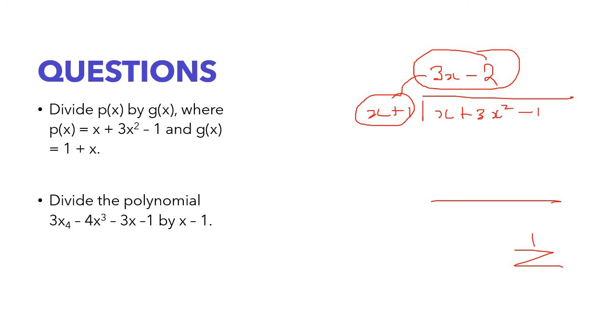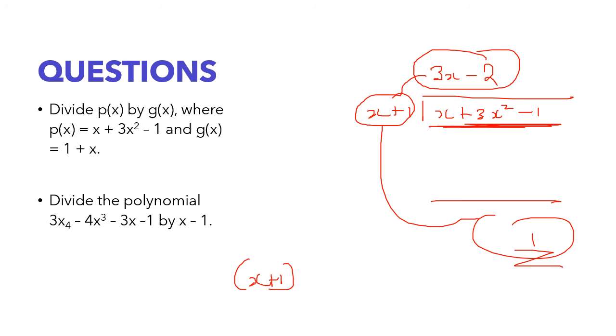Quotient into divisor plus remainder will be giving you what? It will be like x plus 1 into 3x minus 2, plus 1, will be giving you the dividend, that is x plus 3x square minus 1. Check it out, you would be getting the same value because this is how it works, right? We already know that theory. When you multiply divisor with quotient and add the remainder with it, you will be getting the dividend.